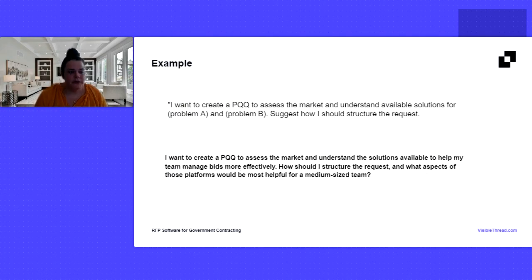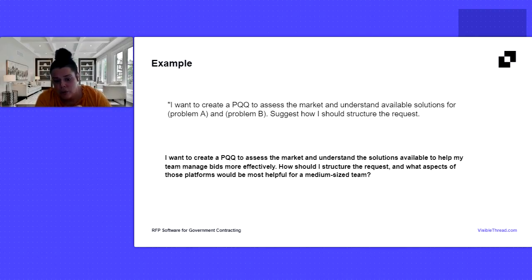So, for example: I want to create a PQQ to assess the market and understand available solutions for problem A and problem B. Suggest how I should structure the request. It's a very basic view of it. With a little more context: I want to create a PQQ to assess the market and understand the solutions available to help my team manage bids more effectively.